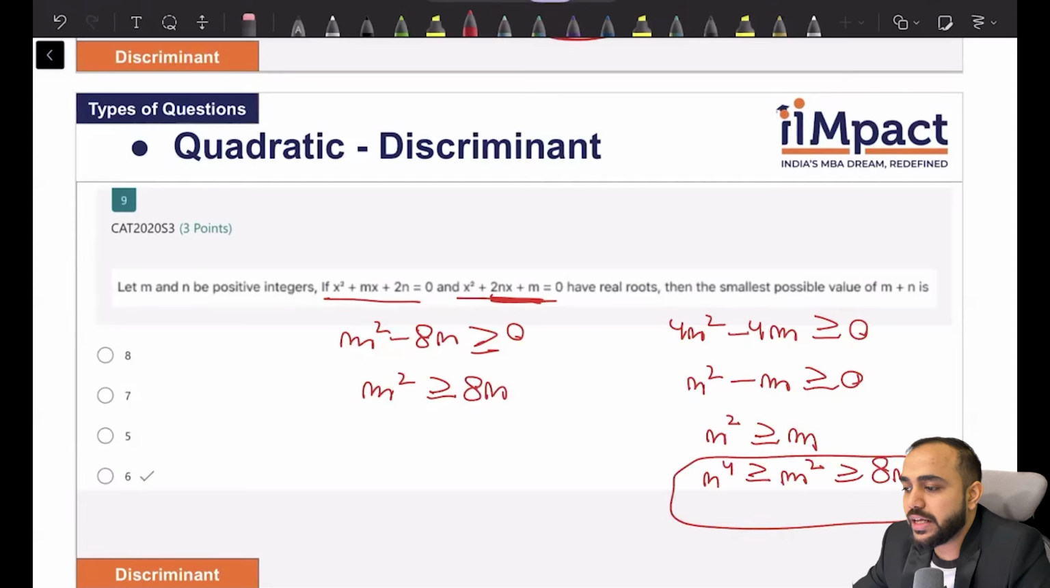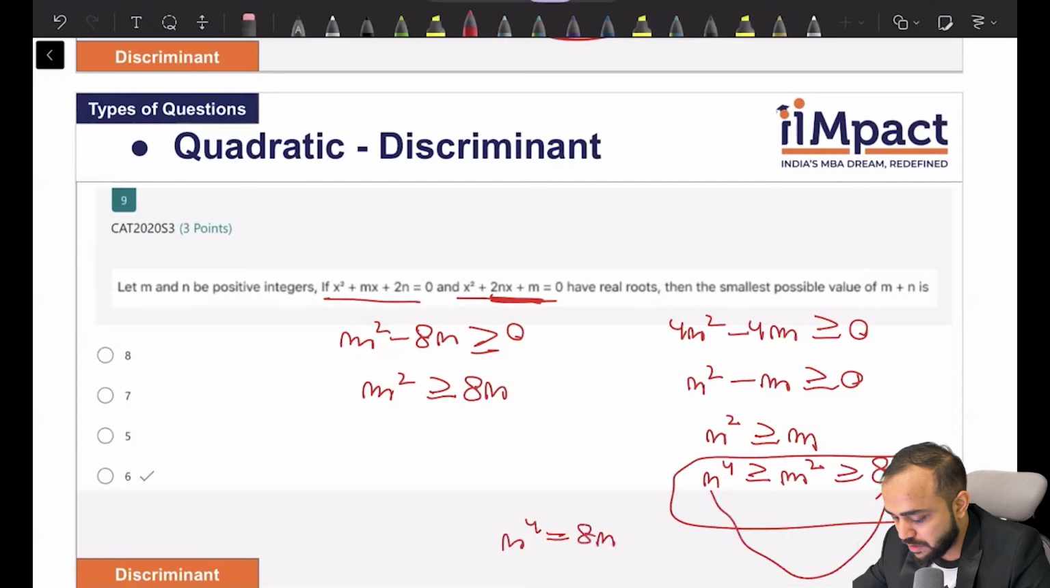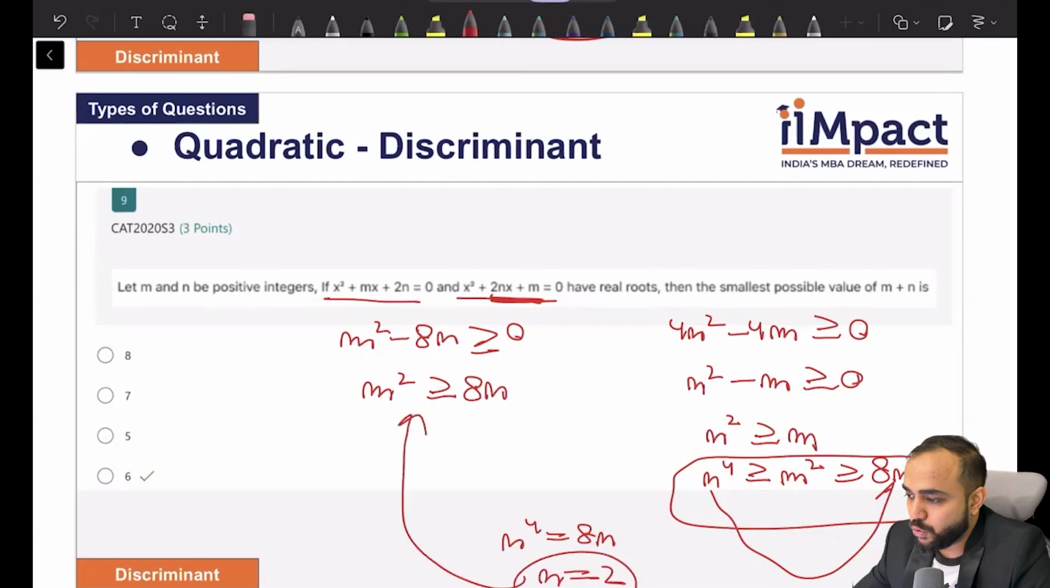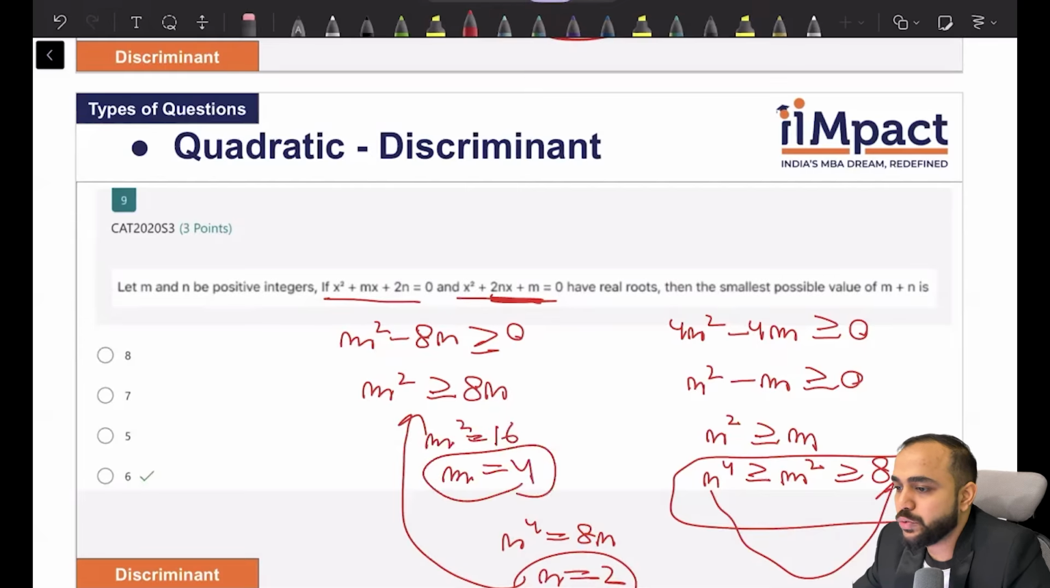So you will take the lowest value of n, because that will give you the lowest value of m. So the lowest value of n that I can see is when n to the power 4 is equal to 8n, which will give you n cube is equal to 8, or n is equal to 2. Corresponding to that n equal to 2, you will get the lowest value of m as m square is equal to 16, which will give you m is equal to 4. So your answer will be 2 plus 4 is equal to 6.